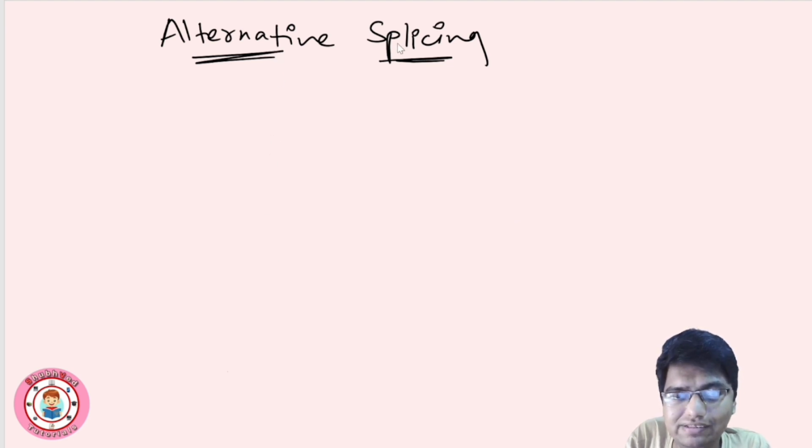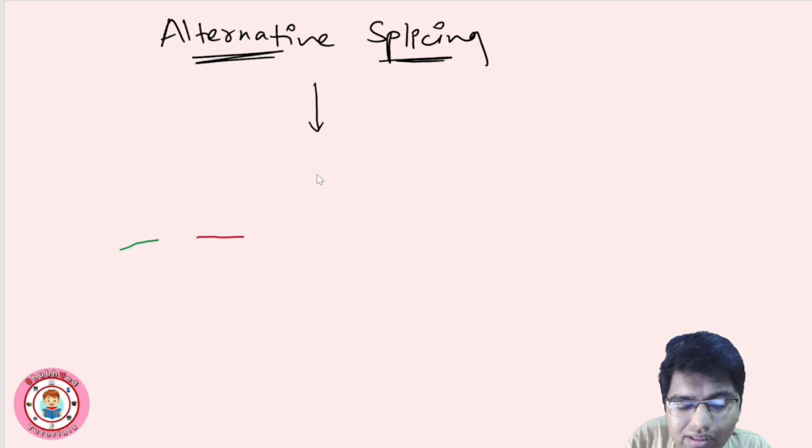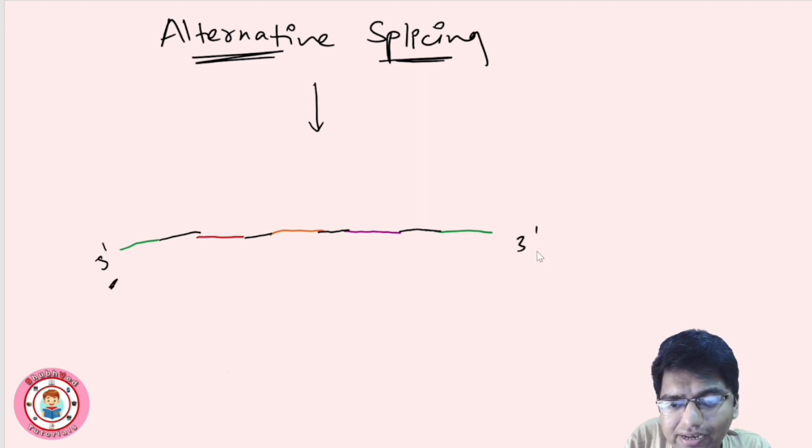Alternative splicing is a type of splicing. ओके, स्प्लिसिंग का ही प्रोसेस है, लेकिन इसमें क्या होता है, I will draw you a mRNA. Okay. First of all, I will draw with different colors. Okay. So this is the mRNA. 5 prime end है and 3 prime end.